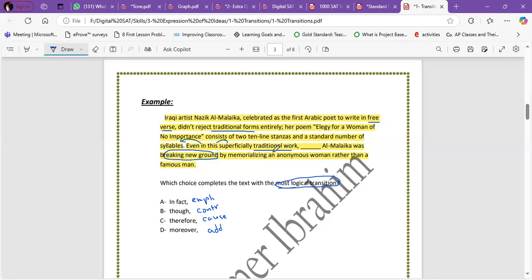Wait. How can it be traditional work and breaking new ground? By memorializing an anonymous woman rather than a famous man. Yes. So they are contradicting each other. Though she used the traditional form, she also broke new ground. So contradiction.